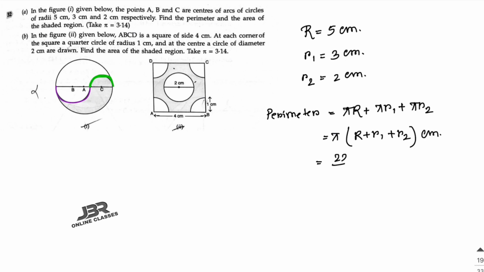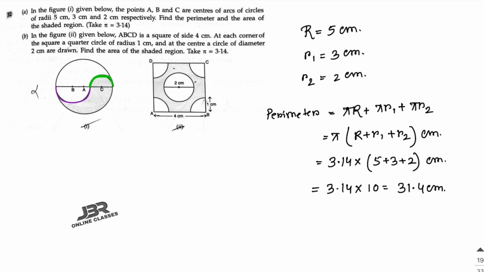Then here 22 by 7, or you can write this one as 3.14. So 3.14, and here 5 plus 3 plus 2 centimeter. So 3.14 into 10, so 31.4 centimeter is the perimeter. That is the first answer.